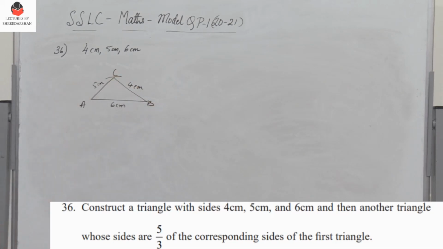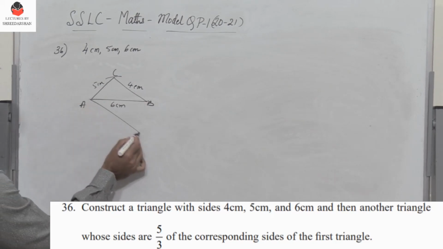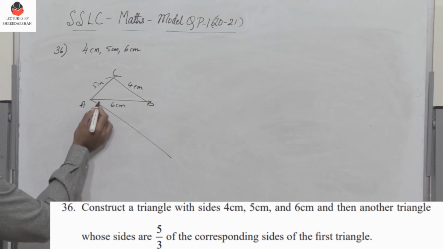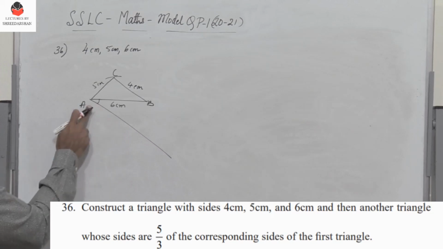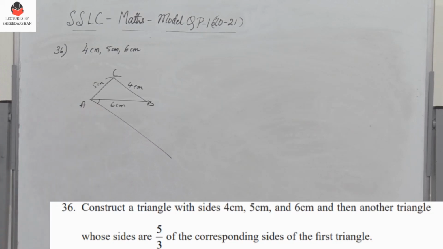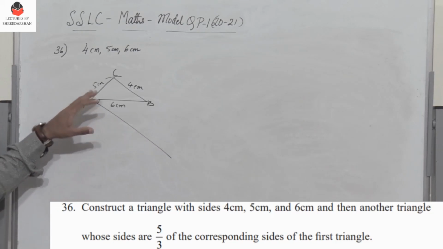The next part of the question is, then another triangle whose sides are 5 by 3 of the corresponding sides of the first triangle. So therefore that's going to be an exterior triangle here. To find that, what should we do? Draw a line making an acute angle at A. Of course this is not to scale, so I'm just showing you the procedure.